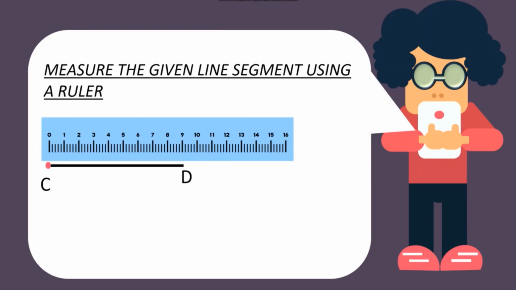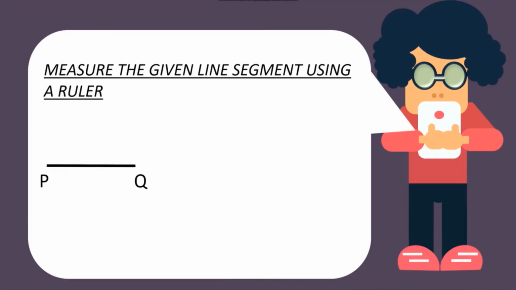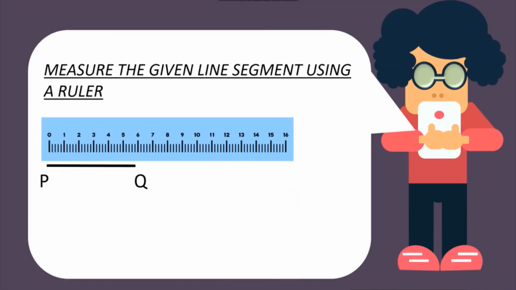Next one. Now here, first we place the ruler and see that point C coincides with the 0 mark of the scale or not. So here it does. And let us mark the place where the other end of the line segment reaches. It lies on 9 centimeters of the scale. So we can say the line segment CD is equal to 9 centimeters. Now the next one. Here, first we check that point P lies on 0 mark of the scale or not. Yes, it does. And point Q, it lies on 6 centimeters of the scale. So, here, line segment PQ is equal to 6 centimeters.